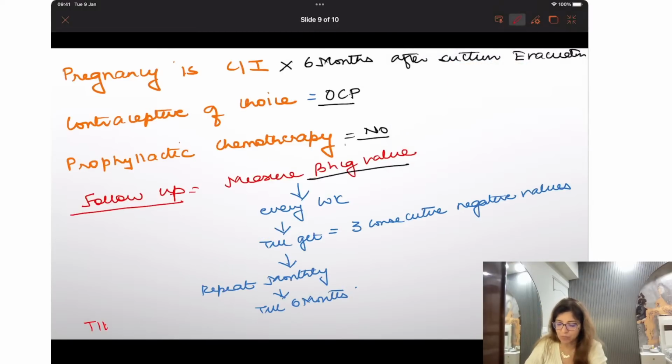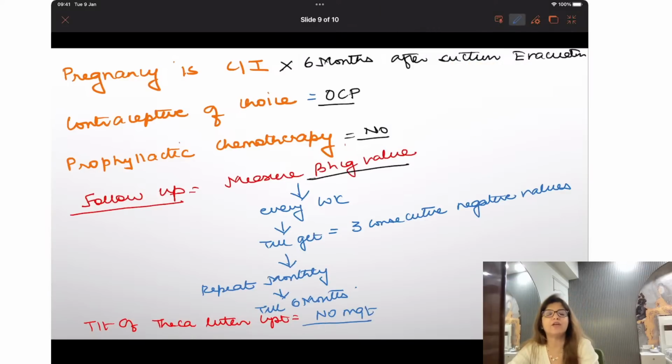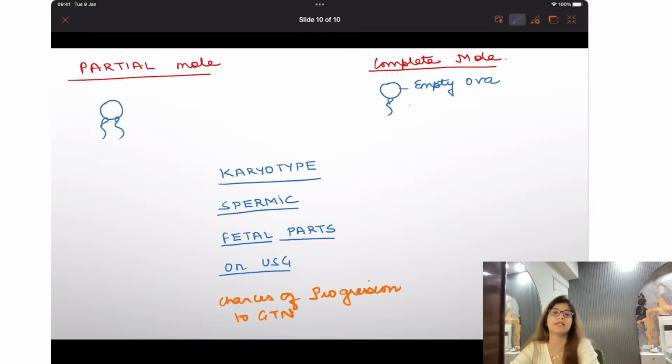What is the treatment of theca lutein cyst? How do you manage a theca lutein cyst? Nothing. It's no management. The theca lutein cyst will automatically regress after suction evacuation. So you don't have to manage the theca lutein cyst. Right? This was everything about molar pregnancy.